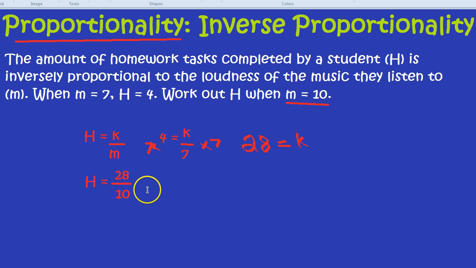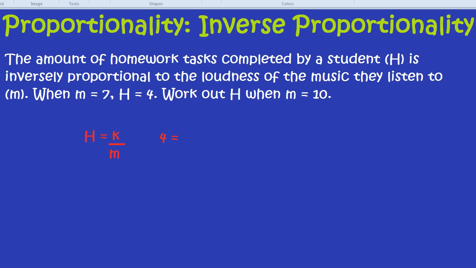28 divided by 10 is simply 2.8. So this person listening to music will get even less homework done than before. Before they could do 4 tasks, now when the music goes up to 10, they can barely do even 3. And that will be the answer to that question.